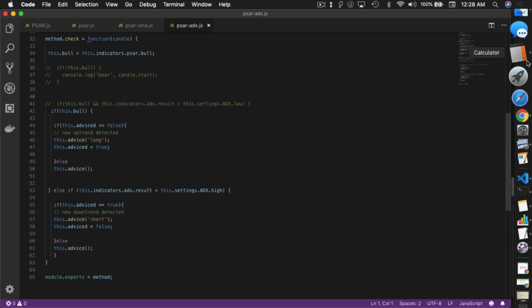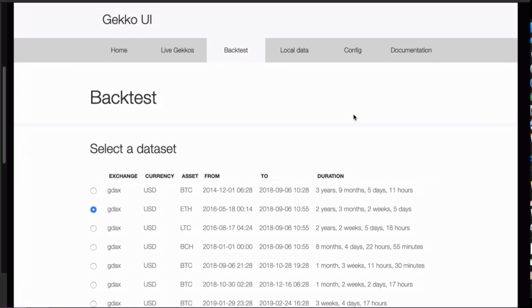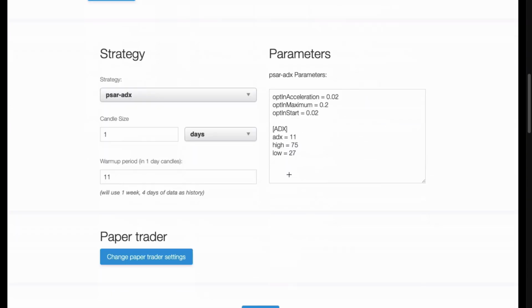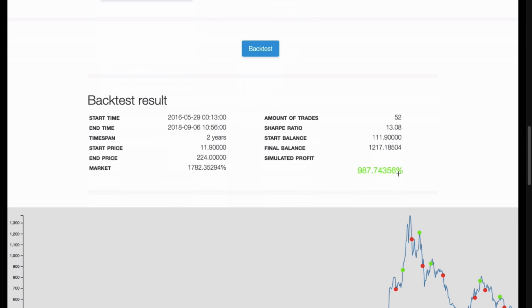And when I ran the backtest with this PSAR-ADX, this is the result I was getting. Again, I changed the warm-up period. It was originally 21, which was the longest, needed for the SMA. But for the ADX, you only need 11 periods based on the settings I have set up here. When I did that, I only made 987%. And again, this is back to the fact that it's a shorter time frame.